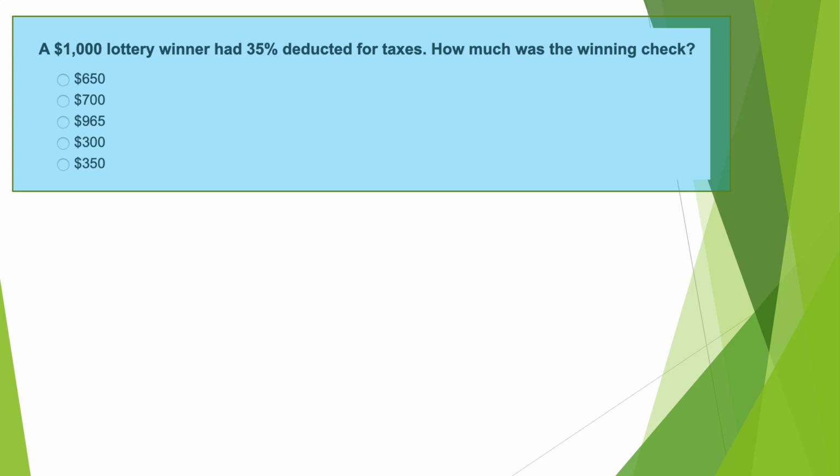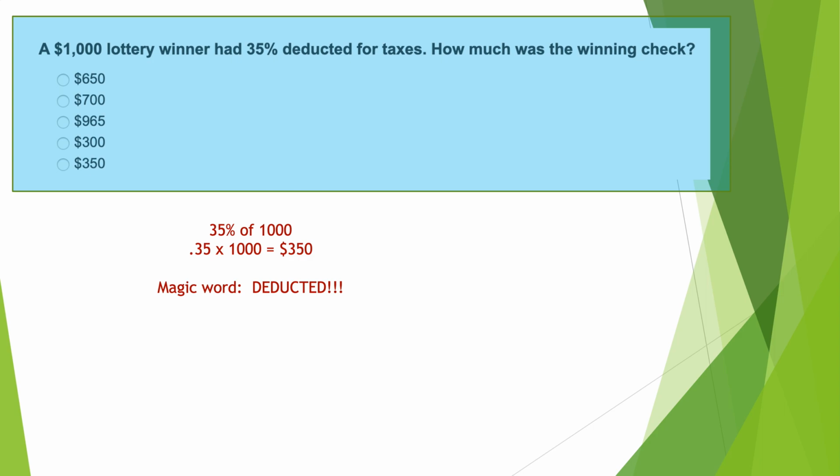Magic word, magic word. There's magic words in these problems. So the first thing that it talks about here, and we don't get magic right away, is that a $1,000 lottery winner had 35% deducted for taxes. Then it asks how much the winning check was. So first, let's see what 35% of $1,000 is. 35% of 1,000 is 0.35. That's what we get for converting it to a decimal. We did that earlier in the year. Of means multiply, so times 1,000 is $350.